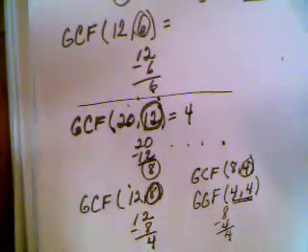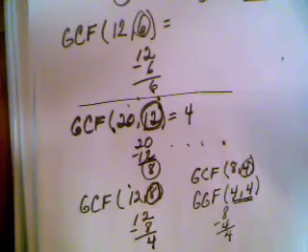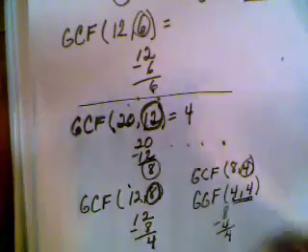So I don't have to write out the set of factors. I don't have to do a factor tree. So this is kind of a trick method of finding the greatest common factor.